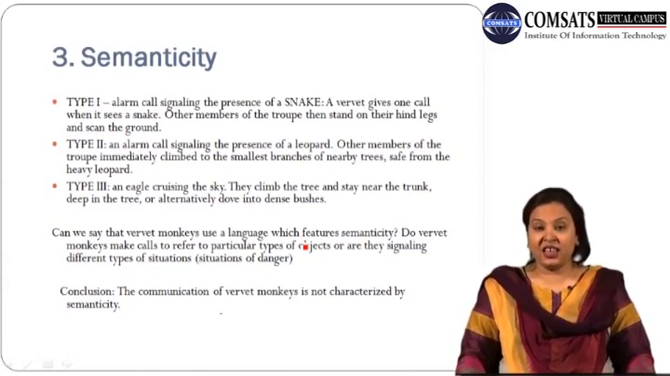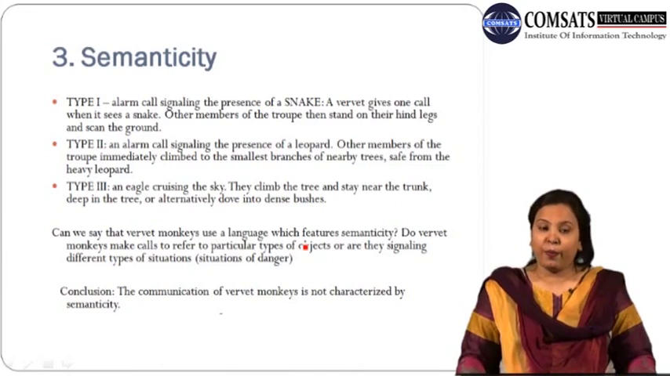When a vervet monkey sees a snake, it gives one call to make others realize the same danger. Then other members of the troop identify it and stand on their hind legs. This shows that they understand that their partner, the other vervet monkey who is signaling, meant a snake. So they identify that danger call as a call for a snake.